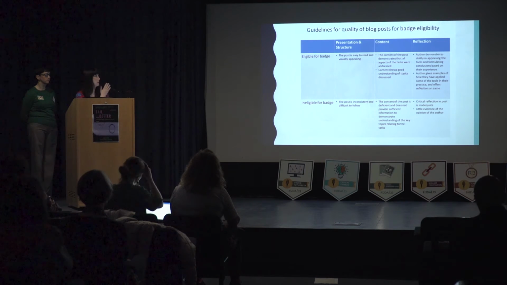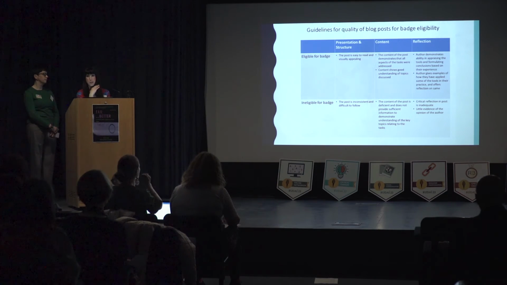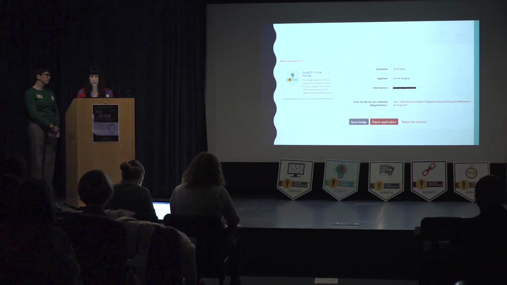So we established that this is the criteria that the reflective blog post would have to reach. We've put that on our frequently asked questions. We've given all participants that in a blog post, so they know what they have to do to get the badge. And then you decide, are you going to issue the badge, are you going to reject it, or return it for revision? Sometimes we do return them, but that could be just something to do with a problem with the URL.